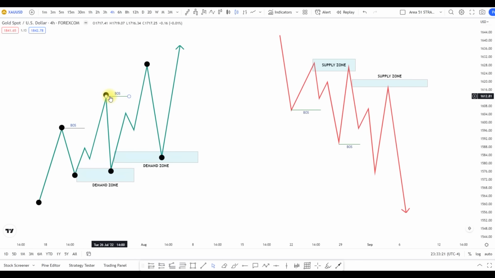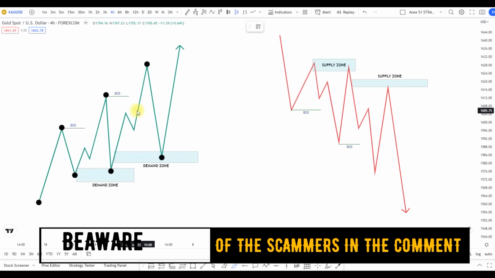So once we took over the supply zone, demand is officially in control. So what do we do then? We go ahead and mark our demand zone again. The demand zone could be somewhere here. It could be somewhere here before the break of the structure, or it could be all the way down here where the extreme demand is.